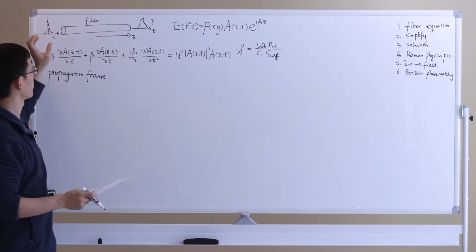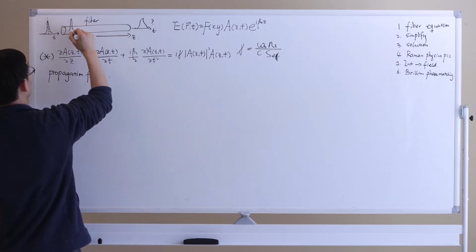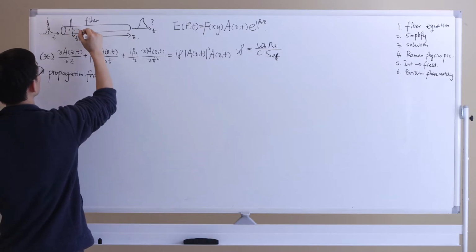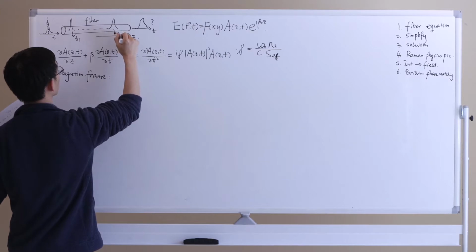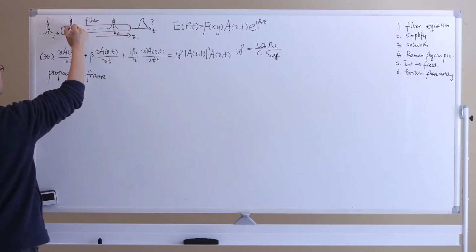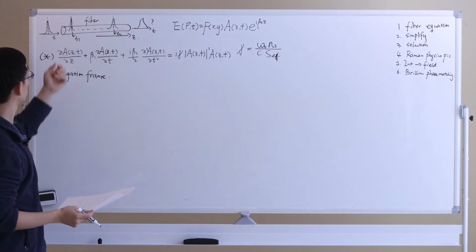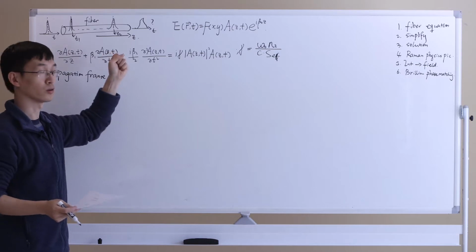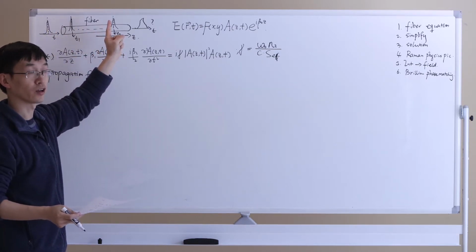Okay, if it's a wave packet, suppose at t1 it's at this place, and then at t2 the center would be at this place. So the wave packet will have a group velocity. What it means is that this wave packet travels as a whole, and it will have an average velocity.